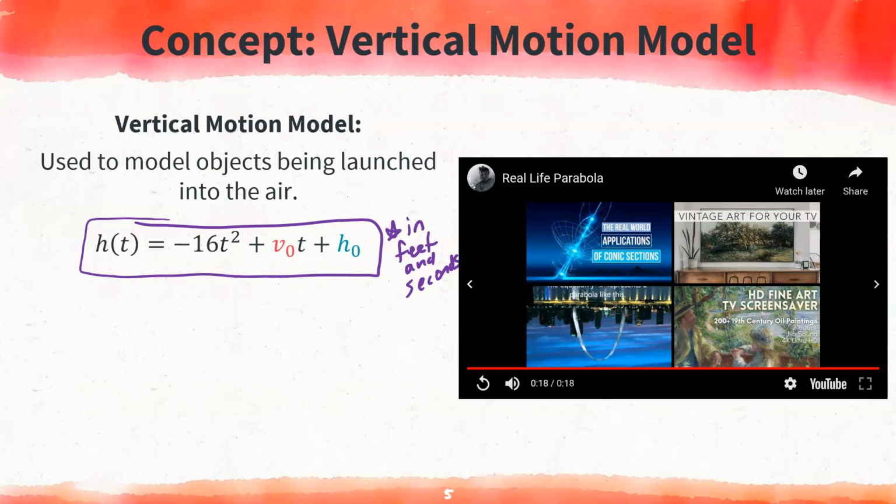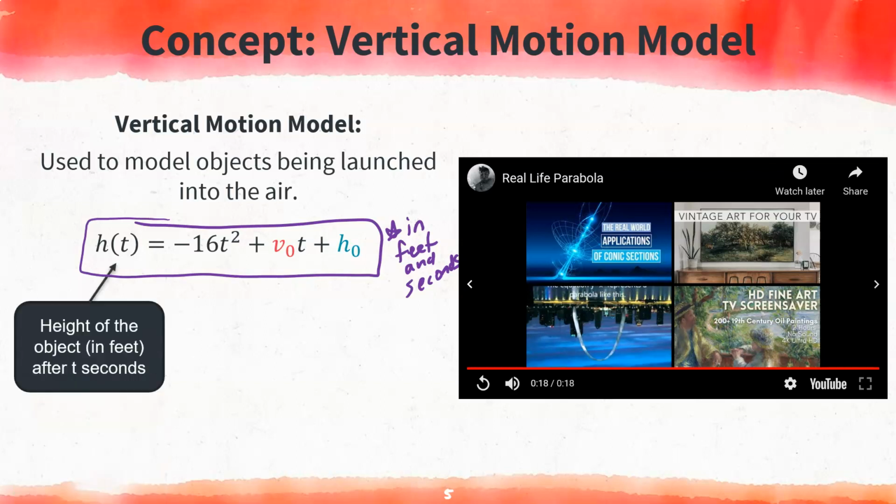plus h sub 0. And you can see that the v sub 0 and h sub 0 are going to be variables we have to fill in. They're different colors, so make sure you're getting this in your notes. The h of t, what you're finding, is the height of the object in feet after t seconds. You can see that that v sub 0 is going to be this thing called the object's initial vertical velocity.